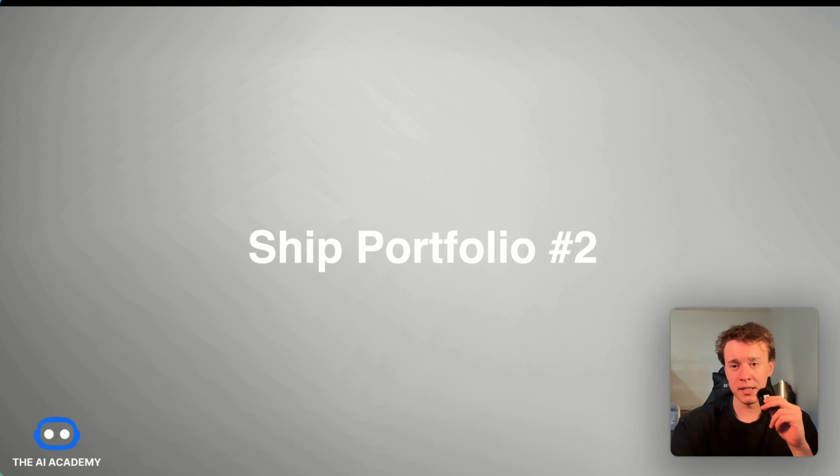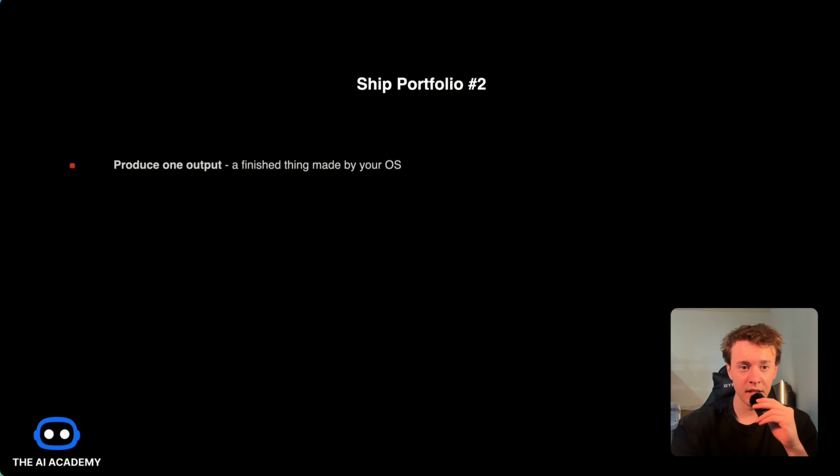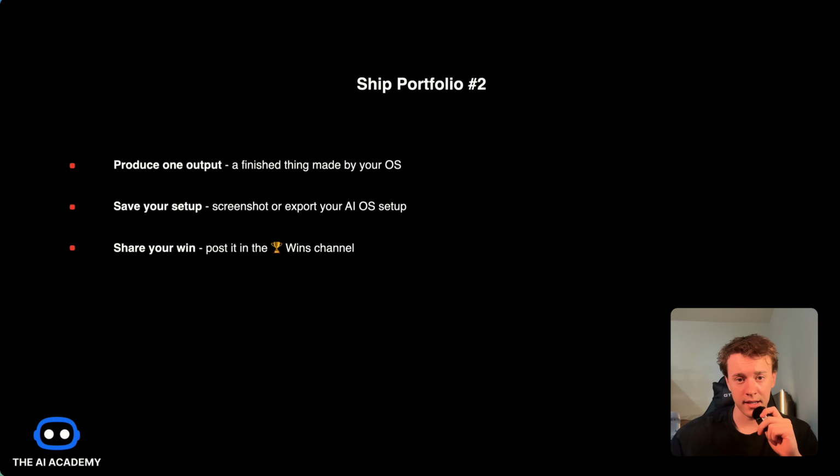And finally, shipping your second portfolio. Produce one output, the finished thing that we talked about at the beginning of this section that was made by your OS. Save your setup, screenshot or export your AI OS setup. Just make sure that you save the project and save the instructions so we can keep coming back to this throughout the course. And then share your win.